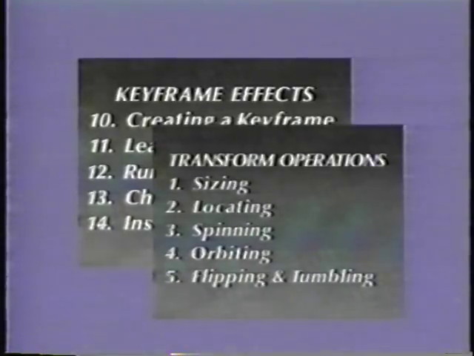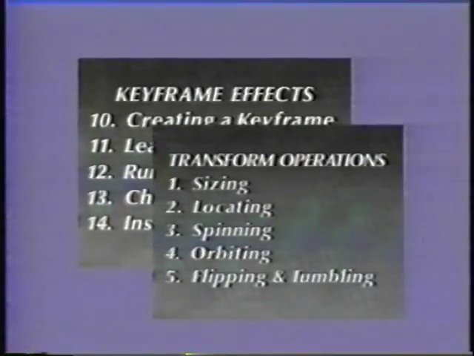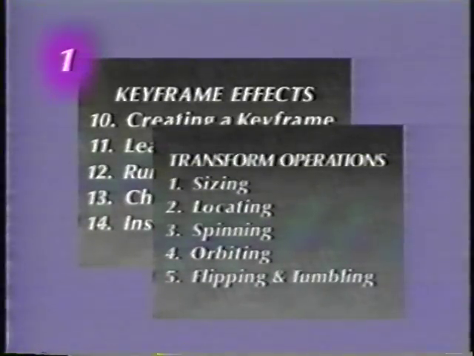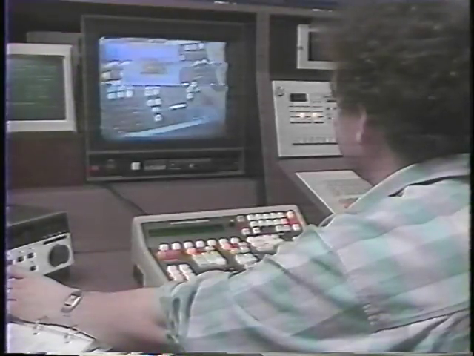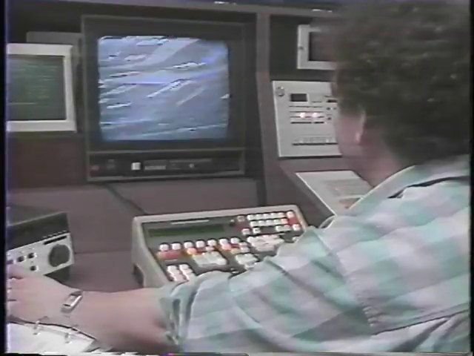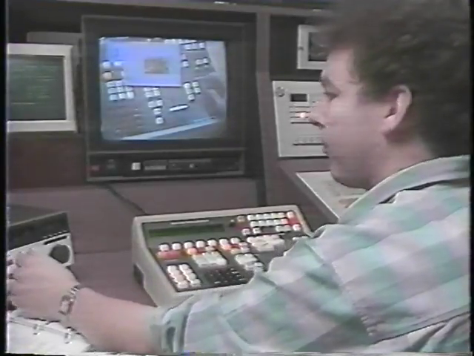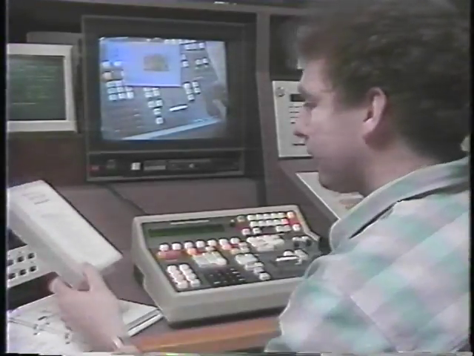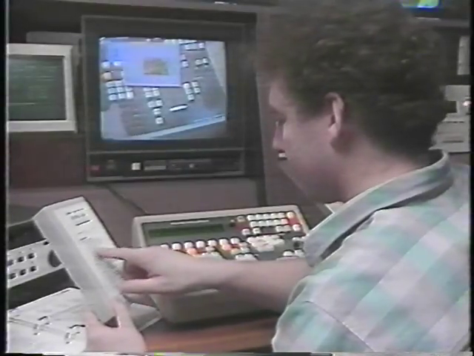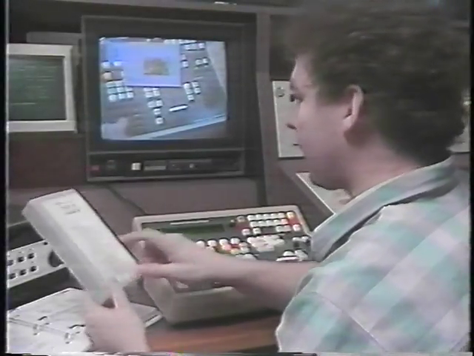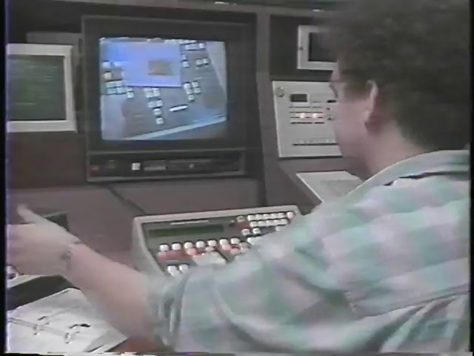For your convenience, the corresponding number of each segment will appear in the upper left-hand corner of the screen as a handy index. This will enable you to shuttle the tape to the specific segment of the program you're most interested in viewing. The numbered segments are listed for your reference on the video cassette case that this tape was shipped in and are arranged as follows.